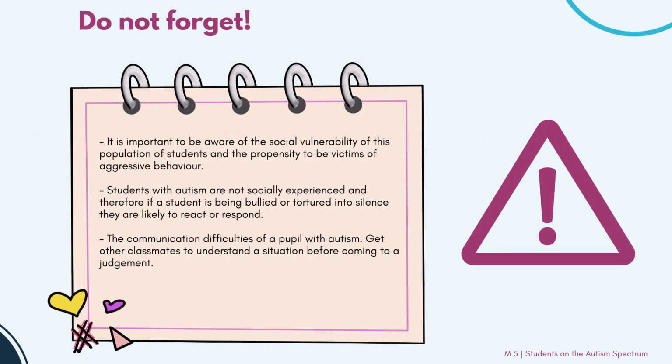Never forget that it is important to be aware of the social vulnerability of this population of students and their propensity to be victims of aggressive behavior. Pupils with autism are not socially experienced, and therefore, if a pupil is being bullied or tortured into silence, they are likely to react or respond. Consider the communication difficulties of a student with autism. Take the other classmates to understand the situation before arriving at a judgment regarding lack of behavior, for example.